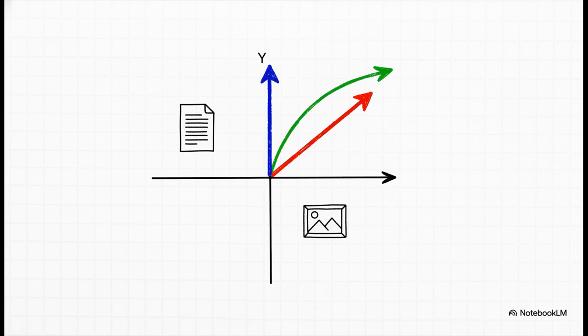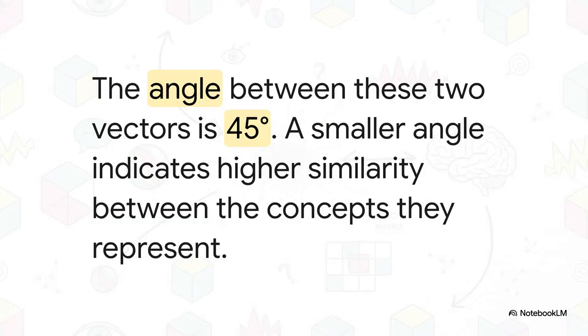Let's make this super simple. Just imagine our text vector is an arrow pointing straight up. And our image vector, that one's pointing kind of up and to the right, just like these two lines on the graph here. You can see the angle between them is 45 degrees.